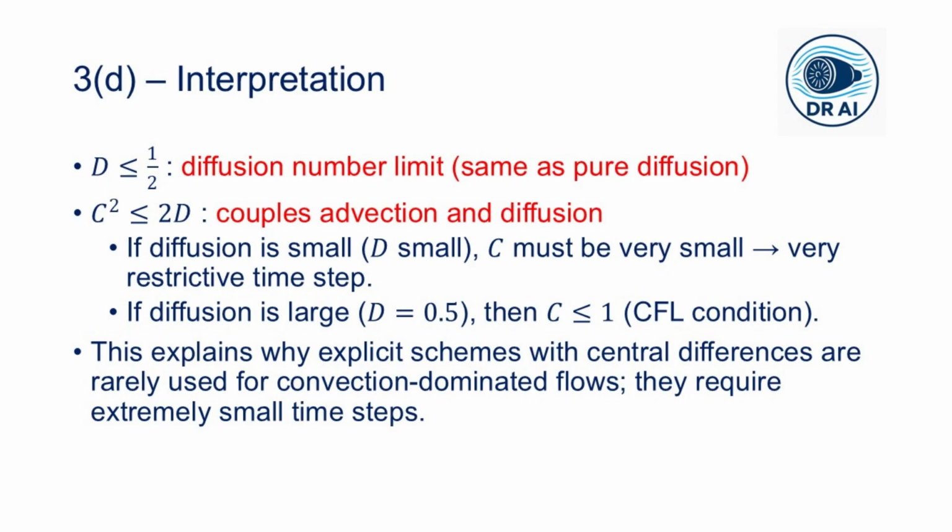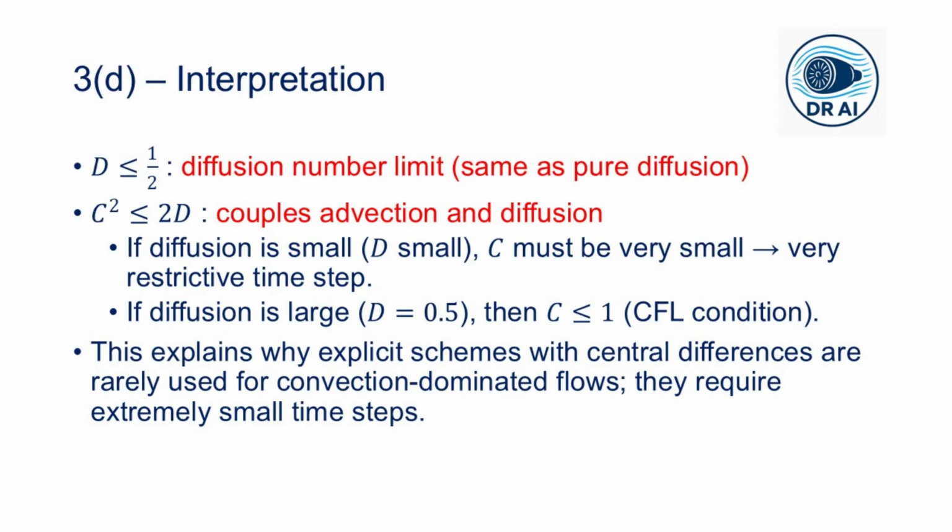So the stability conditions are very clear: the diffusion coefficient must be less than or equal to half, and c square must be less than or equal to 2d. Now moving on to the interpretation part, let us interpret these two conditions. The first one is that d must be less than or equal to half, which is the well-known stability limit for the explicit solution of the pure diffusion equation. It restricts the time step based on the grid spacing and the diffusion coefficient.